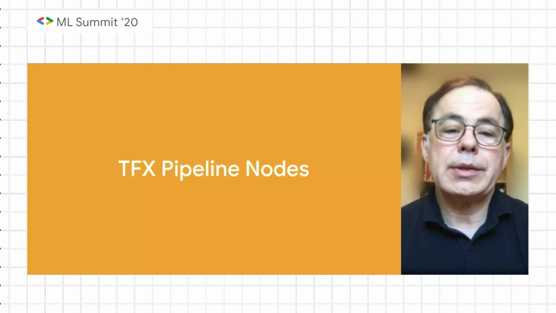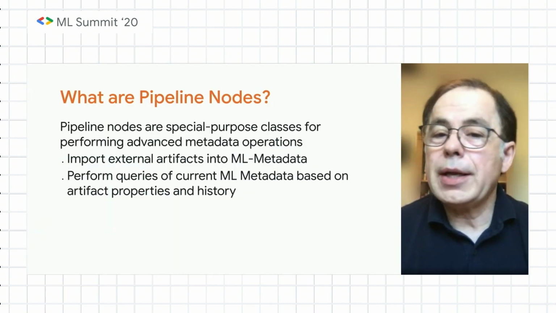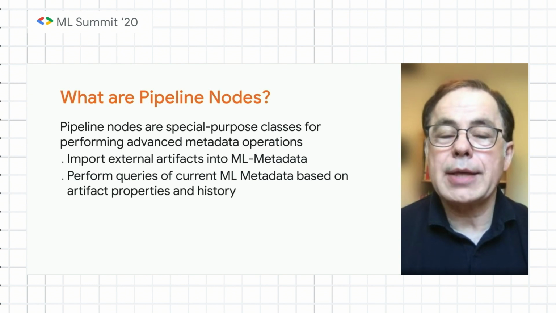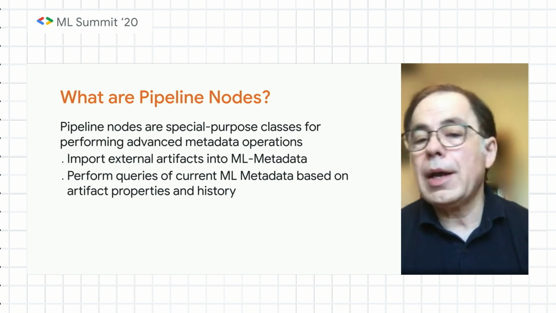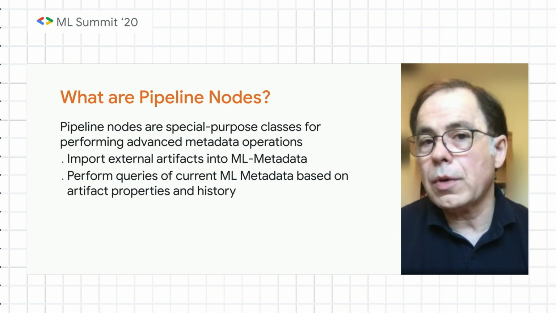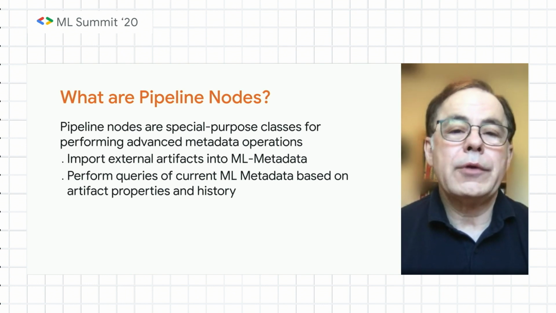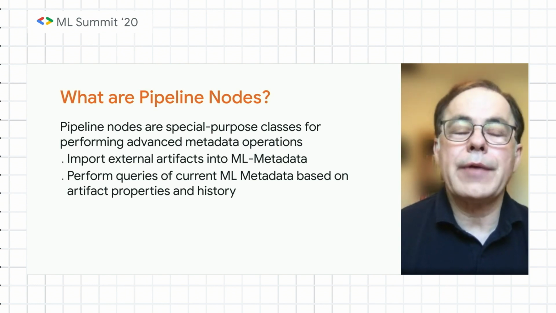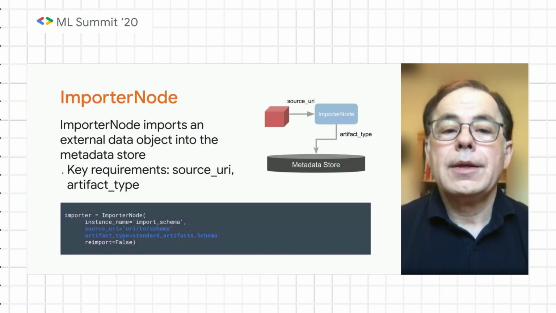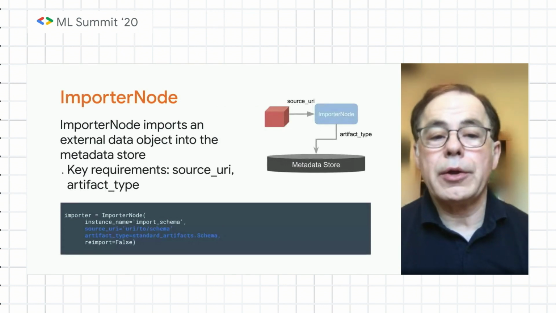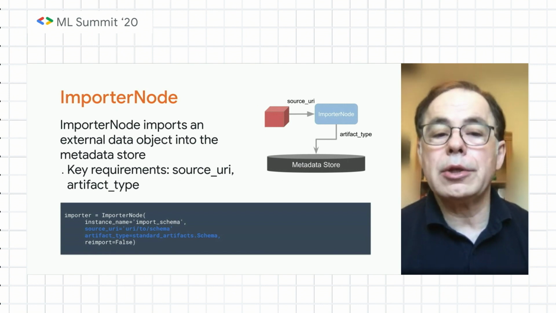In addition to components, there are also pipeline nodes. Pipeline nodes are not components. They are special purpose classes, and they're used specifically for interacting with metadata. So for example, if you have an external artifact that you want to import into your metadata store, you can use a pipeline node to do that. Or if you want to retrieve some artifact that you have in metadata, you can use a pipeline node to do that. So the first case is the importer node, where you're pulling data from outside the pipeline into your metadata store, and you're going to use it somehow probably.